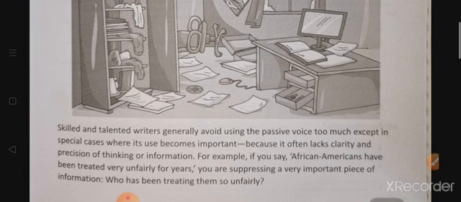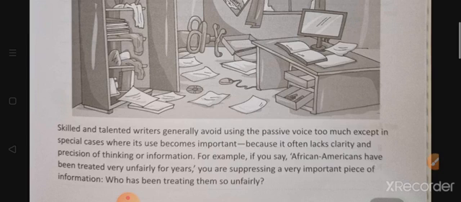Normally, skilled and talented writers generally avoid using passive voice too much, except in special cases where its use becomes important, because it often lacks clarity and precision of thinking or information. For example, if you say African Americans have been treated very unfairly for years, you are suppressing a very important piece of information. Who has been treating them so unfairly? Skilled और talented writers जो होते हैं, right, normally वो passive voice avoid करते हैं. They don't use too much of passive voice except in special cases where its use becomes important.